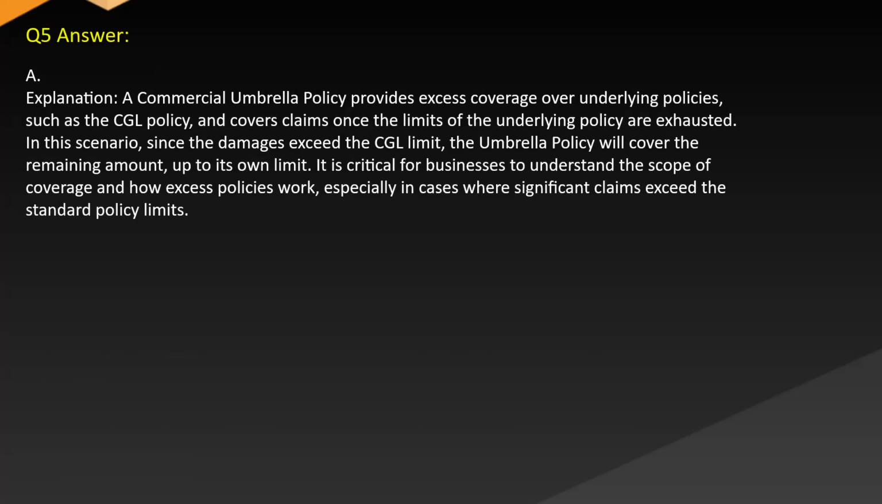Answer. A. Explanation. A commercial umbrella policy provides excess coverage over underlying policies, such as the CGL policy, and covers claims once the limits of the underlying policy are exhausted. In this scenario, since the damages exceed the CGL limit, the umbrella policy will cover the remaining amount up to its own limit. It is critical for businesses to understand the scope of coverage and how excess policies work, especially in cases where significant claims exceed the standard policy limits.